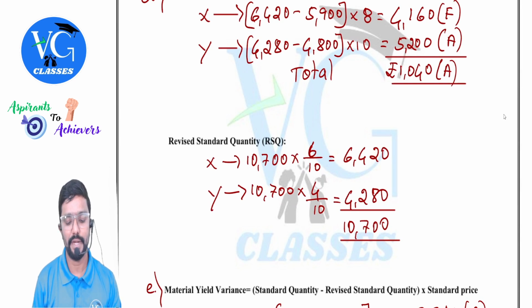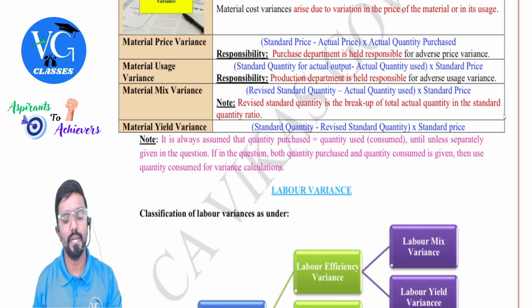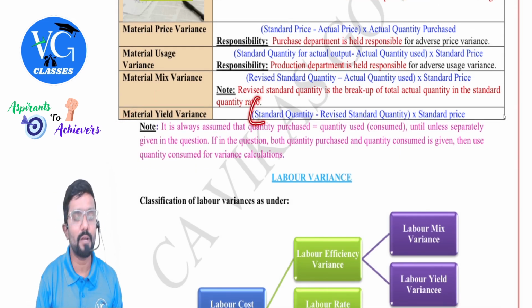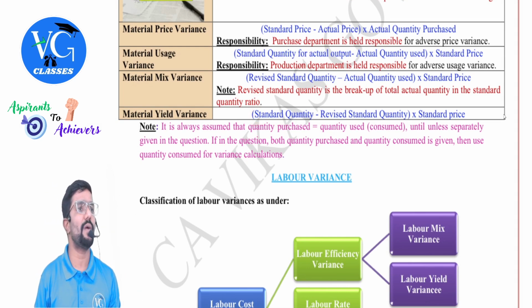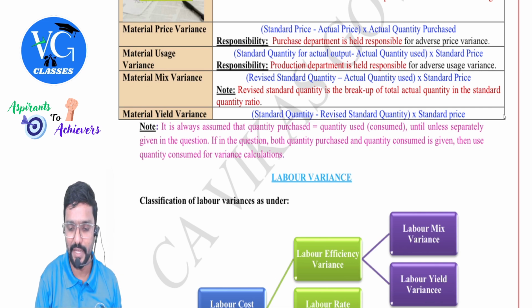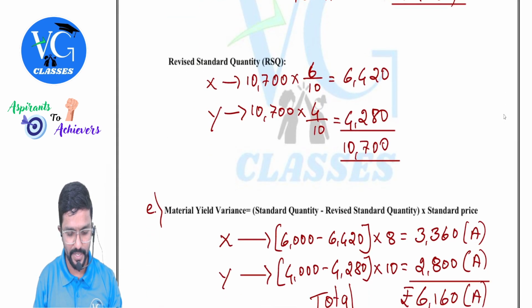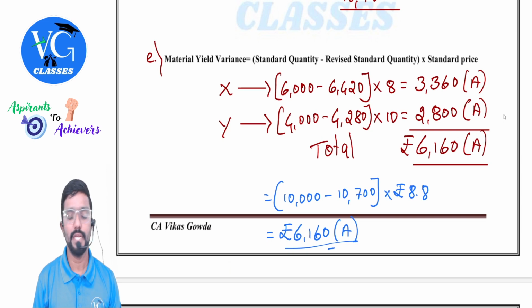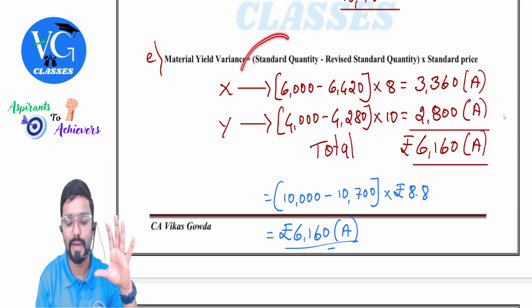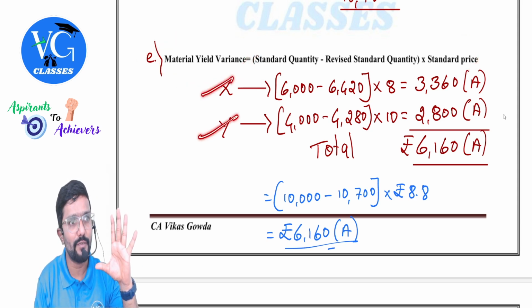Revised standard quantity. And the last formula is yield variance. What is the formula, sir? Standard quantity minus revised standard quantity into standard price. Clear? Standard quantity and revised standard quantity I already explained. Deduct each other and multiply with standard price. You will calculate it for each raw material. You can see here. We have another way of calculating yield variance. See, using this formula, I calculated for each kind of raw material.